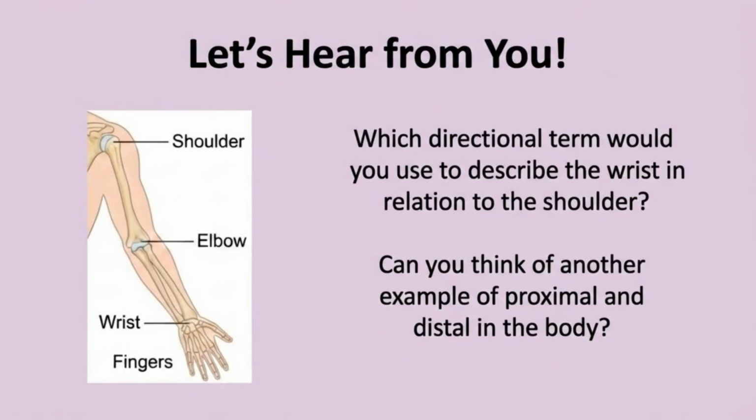Now it's your turn. Think about the directional terms we learned today. Which term would you use to describe the wrist in relation to the shoulder? Can you come up with another example of proximal and distal in the body?